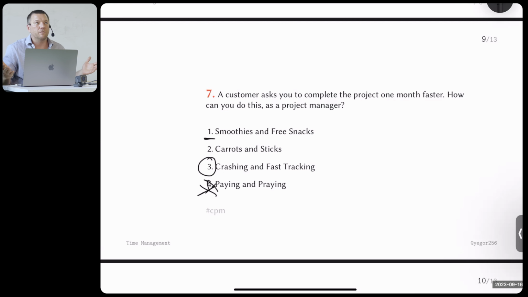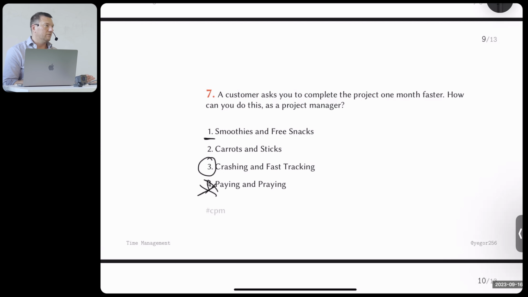Because how can you make it faster? We already made a schedule baseline. We already asked everybody, how long will it take? They already gave us the numbers. We already drew the diagram. We put everything on the Gantt chart. We calculated the critical path. And then the customer says, make it one month faster. It means what?